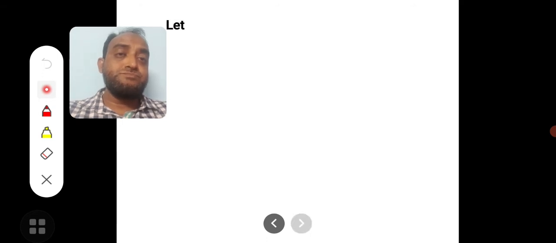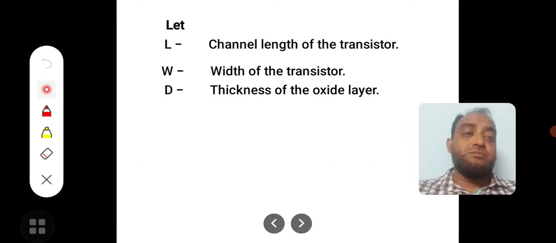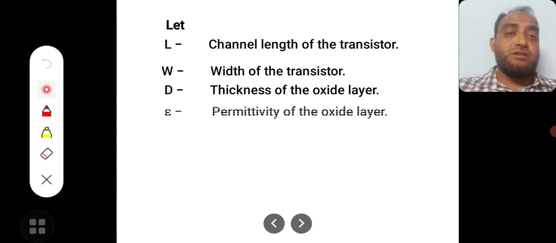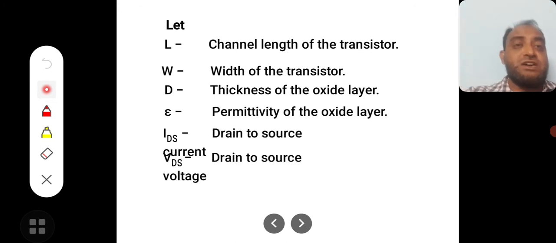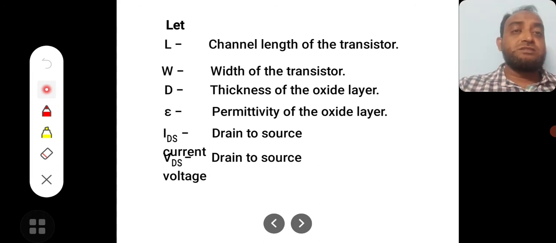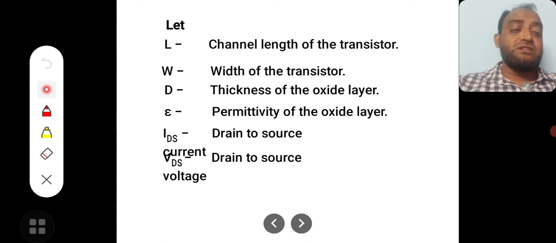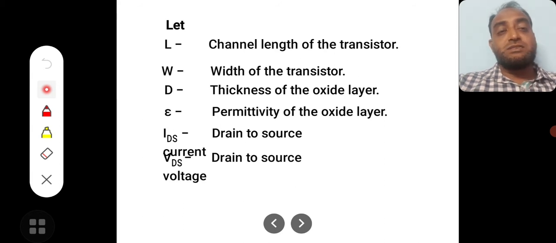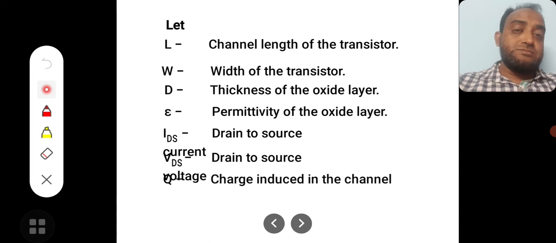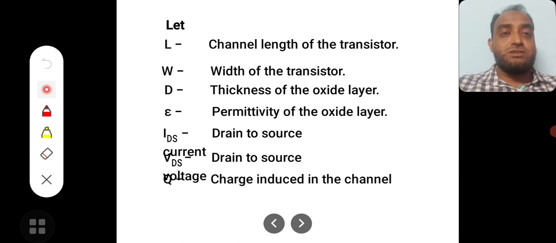Now, these are the parameters that we have just seen. L is the length of the channel, W is the width of the transistor or the channel, D is the thickness of the oxide layer, that is the distance between the gate metal and the channel. Epsilon is the permittivity of the dielectric layer or oxide layer. IDS is the drain to source current and VDS is the drain to source voltage. Q is the charge induced in the channel.